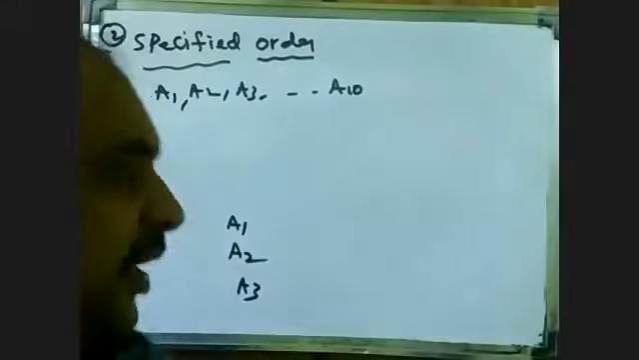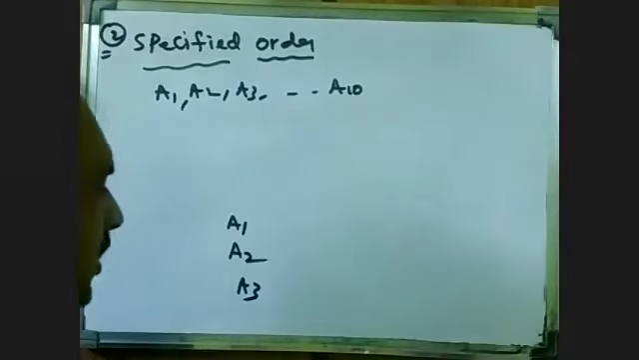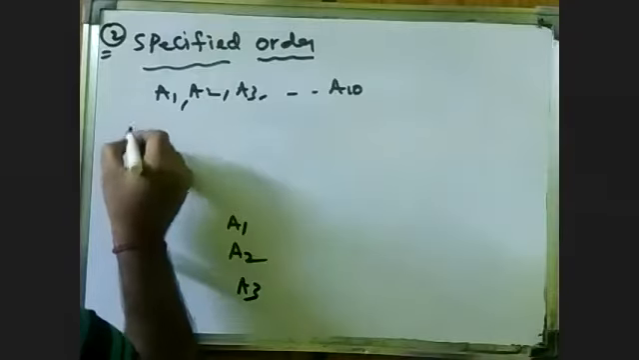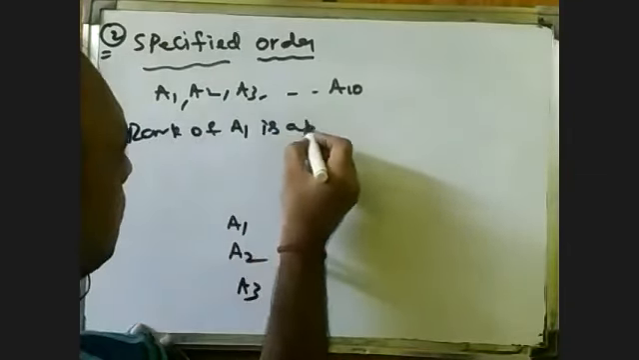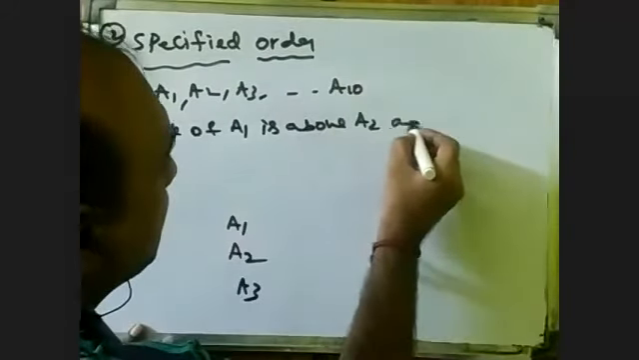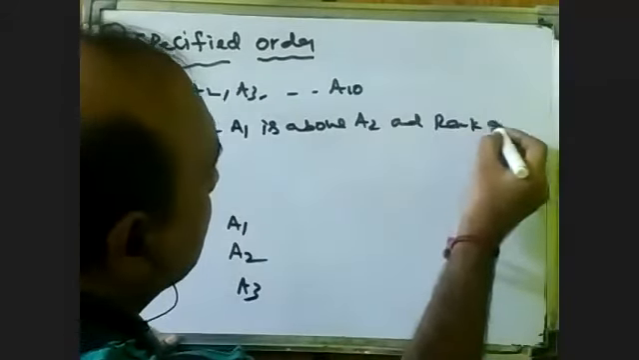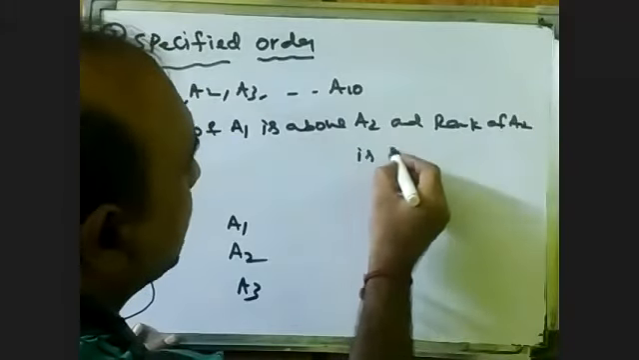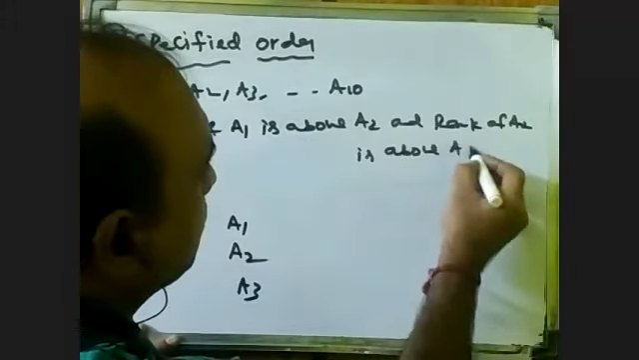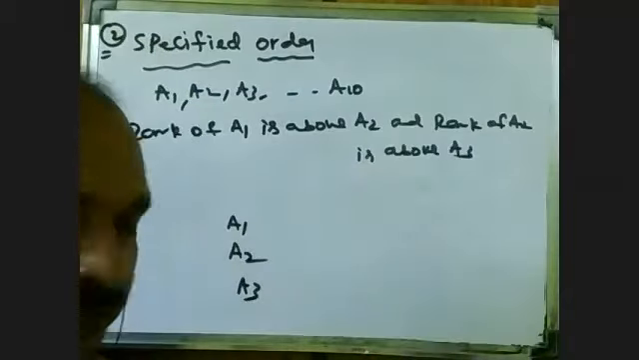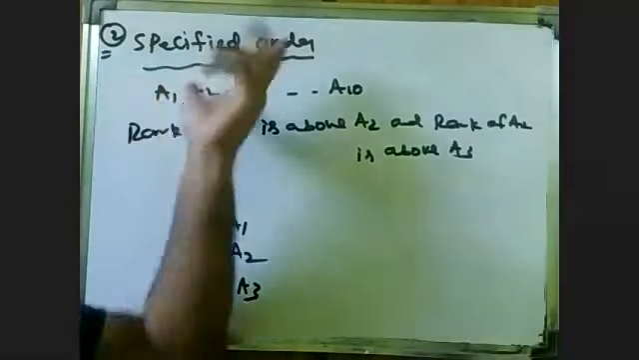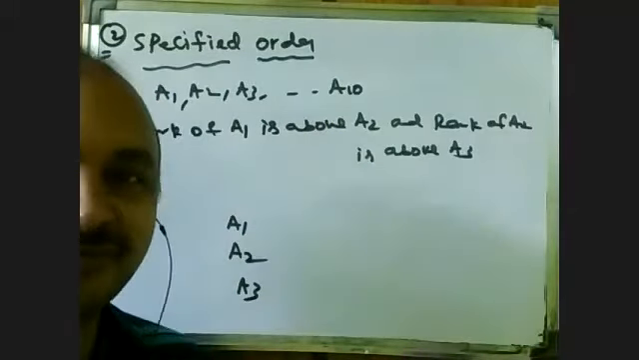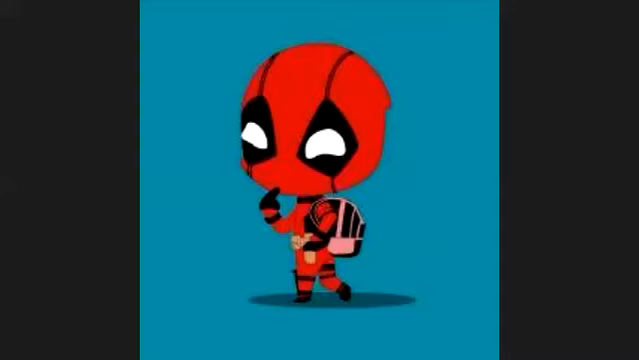What do you mean by this? Let me try to explain. You see, the rank of A1 is above A2, and the rank of A2 is above A3. What is the actual meaning of this? If you understand that meaning, you understand the specified order definition. It means the rank of A1 is greater than A2.